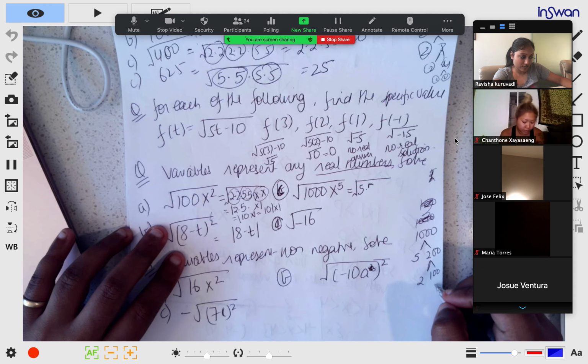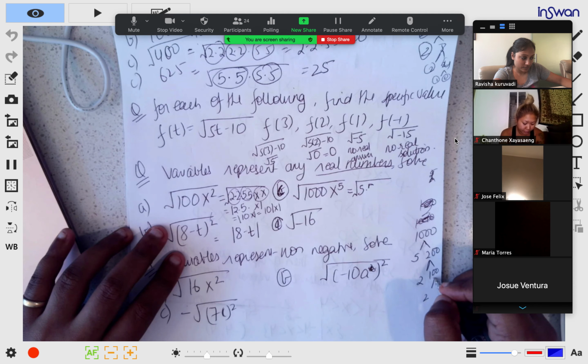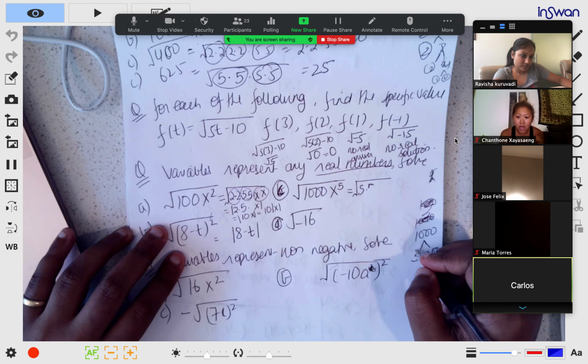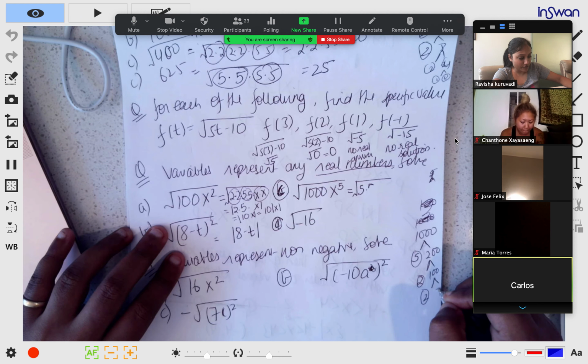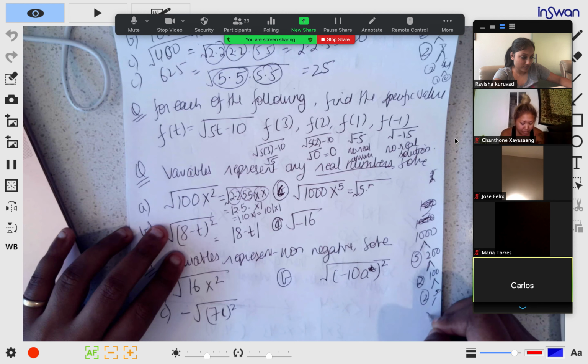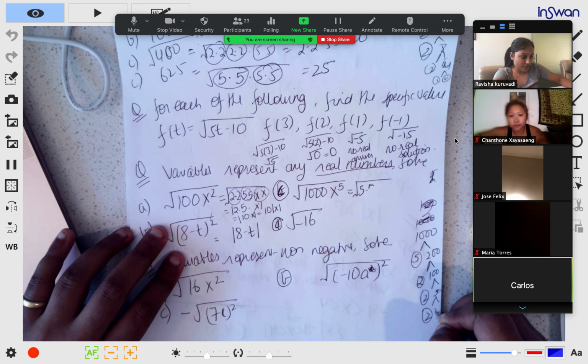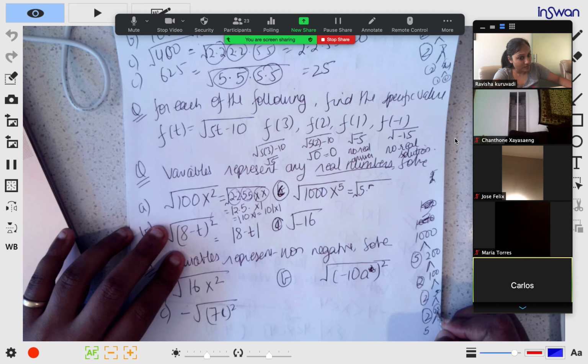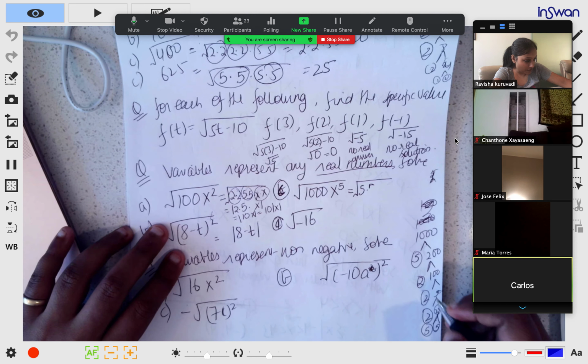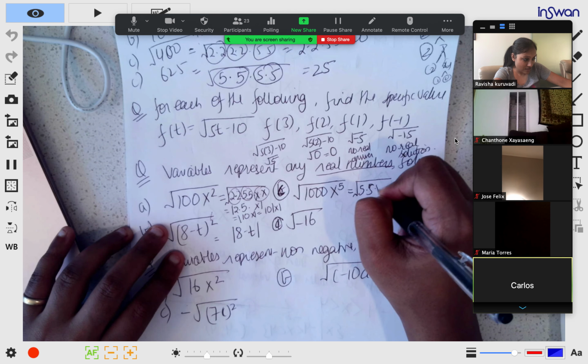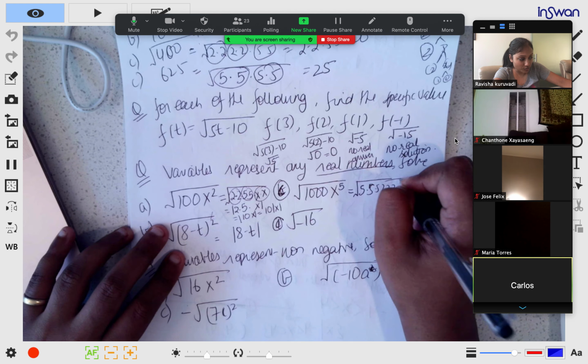Yeah, 2 times 100. And then 100 is 2 times what? 2 times 50. And then 50 is 2 times what? 25. Okay, and 25 is what? 5 times 5. So you get 1, 2, 3 2s and 3 5s. And then times x to the fifth means you have 5 x's. 1, 2, 3, 4, 5.